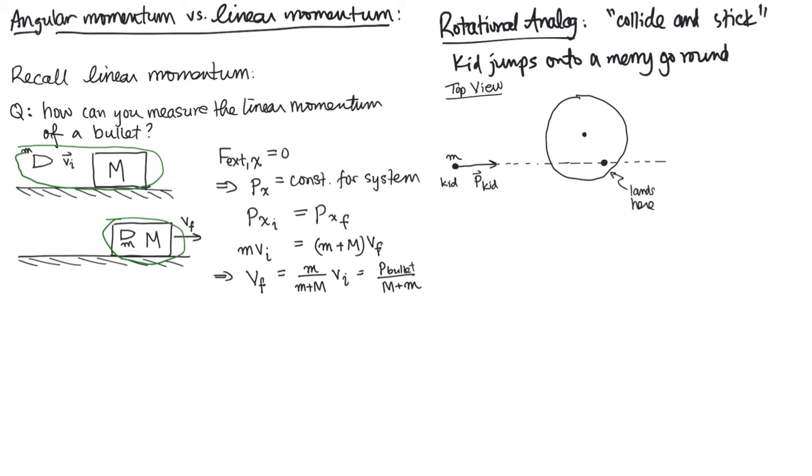So in fact, I'm going to draw a second diagram here, which is the after. So if we compare the linear and the angular cases, in other words, the linear case with the bullet and the block, we have a bullet and we have a block. And the analogy here is instead of a bullet, we have the kid. Instead of the block, we have the merry-go-round.